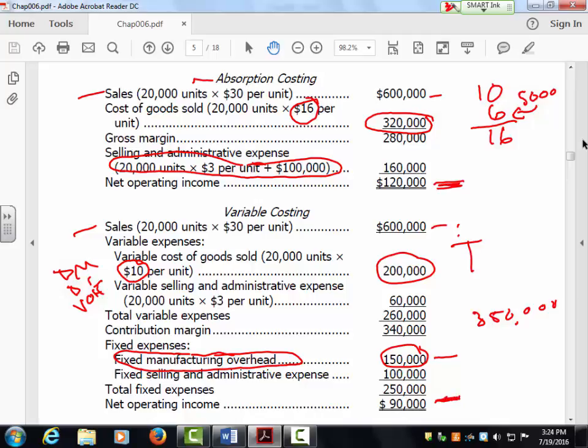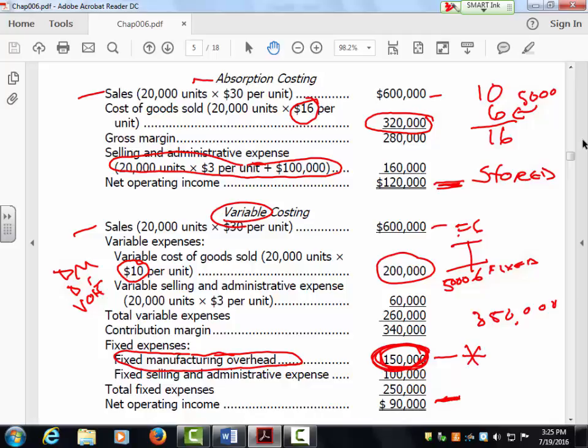So in finished goods, sitting in this ending finished goods is 5,000 units that has $6. It's a total of 16, but $6 of that 16 is fixed. Whereas under the variable costing method, that fixed overhead now becomes a period cost. So up here, it's stored, and down here, it hits the income statement no matter what.